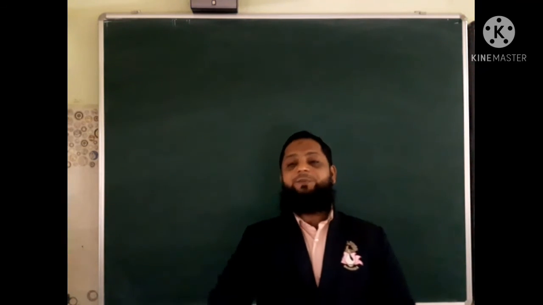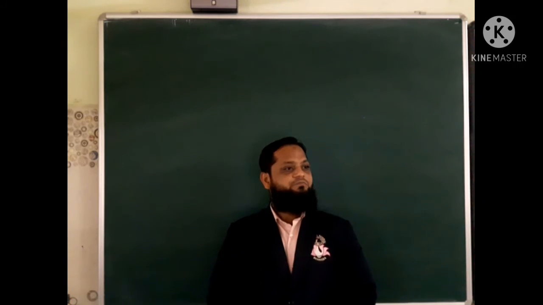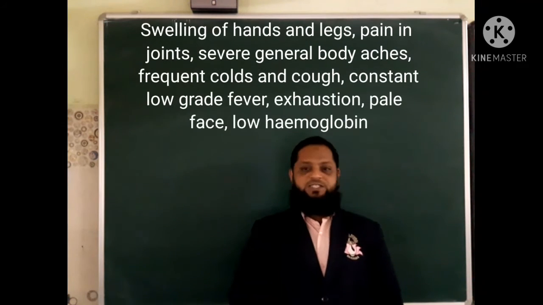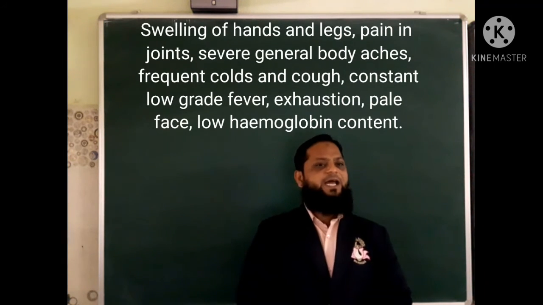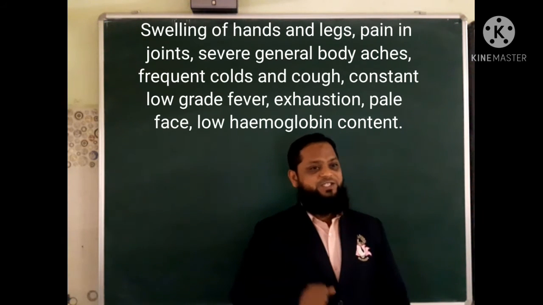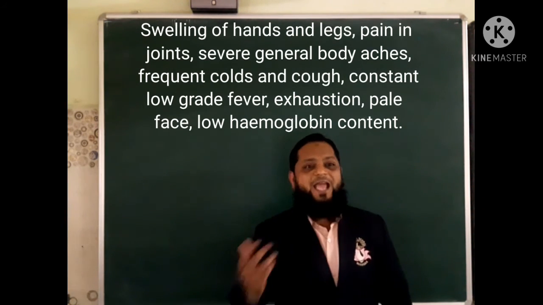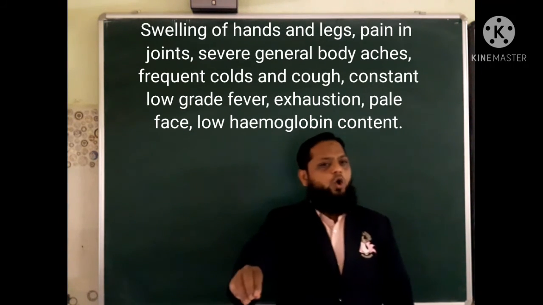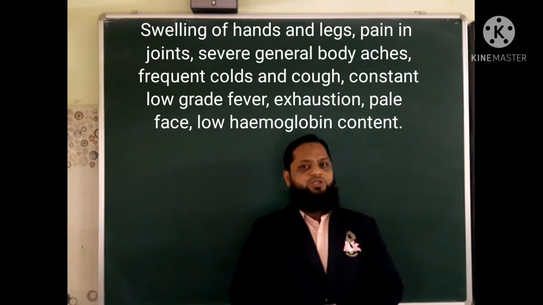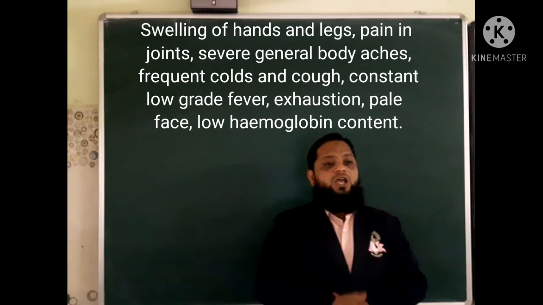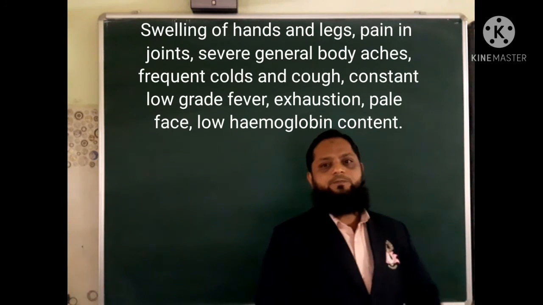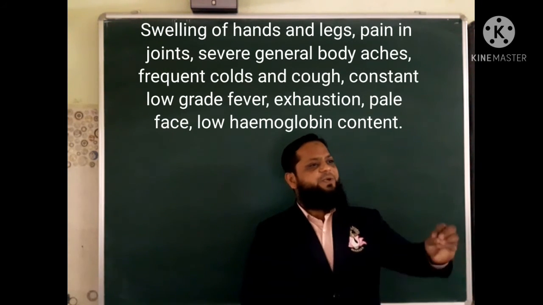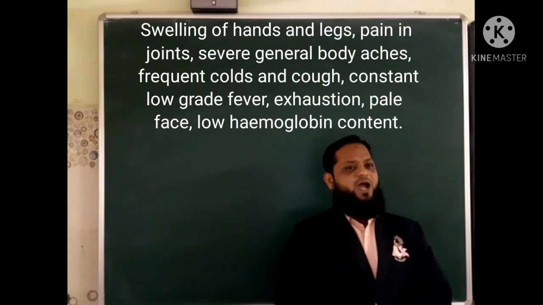What are the symptoms of sickle cell anemia? Yes, children, swelling of hands and legs is the first symptom of sickle cell anemia. Pain in the joints, body aches, frequent colds, cough, constant low grade fever, exhaustion, pale face, yellow eyes, and low hemoglobin content. These are all the symptoms of sickle cell anemia.